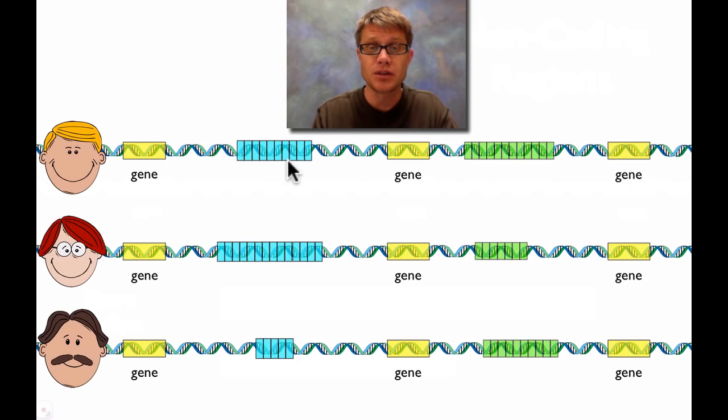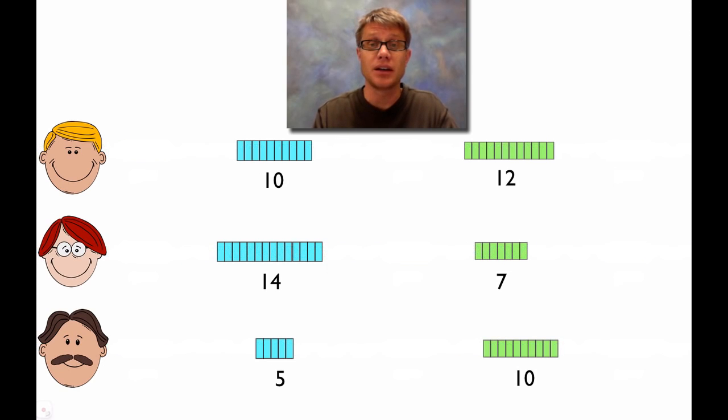You can see that Mr. Blonde has more than Mr. Mustache and less than Mrs. Red. And so if I make that a little bit easier to grasp onto, if I count them out and then remove everything else, what we get is variability between all individuals. Everything else was the same, but we see variability in here.